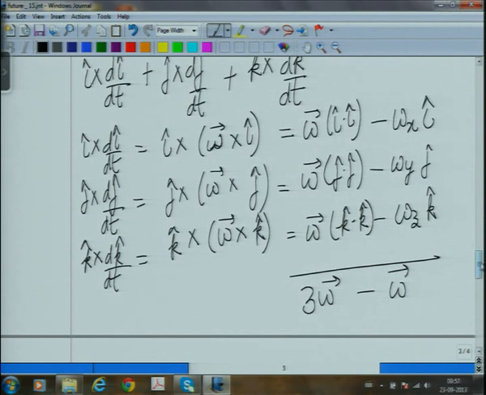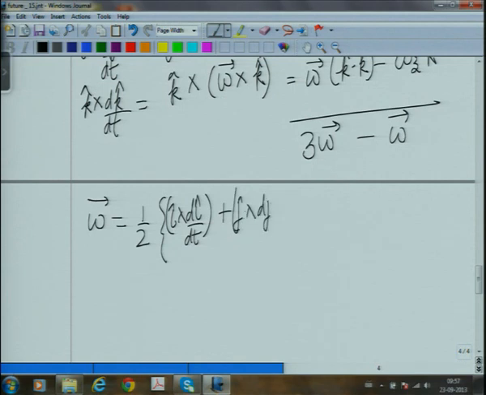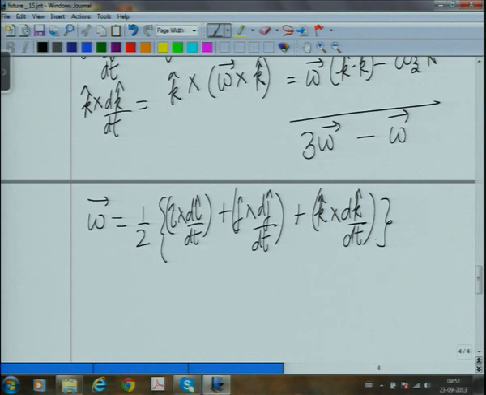So that means what I get is that omega will be equal to half of i cross di by dt plus j cross dj by dt plus k cross dk by dt. So this is the sort of inverse relation which we get in terms of omega.